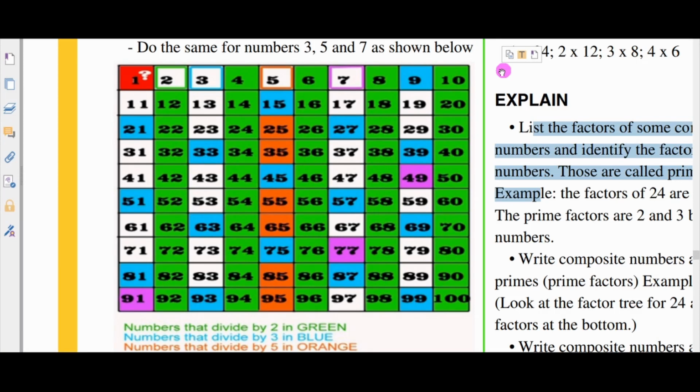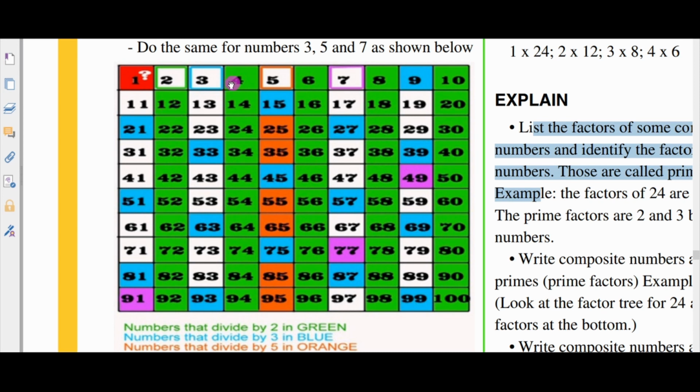So let's look more closely at the prime number sieve. With the exception of 2, you're going to color all of the multiples of 2. So anything that ends with what? 0, 2, 4, 6, 8, then we're going to color those.